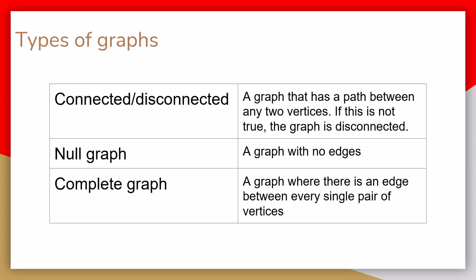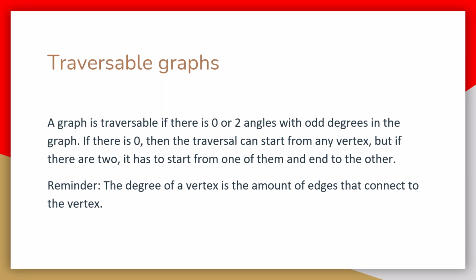And now this is number 1 called a complete graph. So a complete graph is a graph where there is an edge between every single pair of vertices. Basically that's pretty simple. They just have to be connected with everything. And now traversable graphs. So a graph is traversable if there are 0 or 2 vertices with odd degrees in the graph. So remember, degrees are the amount of edges that are coming into the vertex. So if there's 0 with odd degree, then the traversal just starts from any vertex, doesn't really matter. But if there are 2, it will start from one of them and end at the other. So if a traversal is possible, then the graph is called traversable.